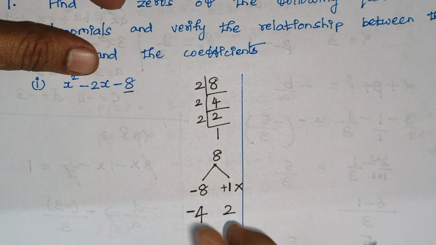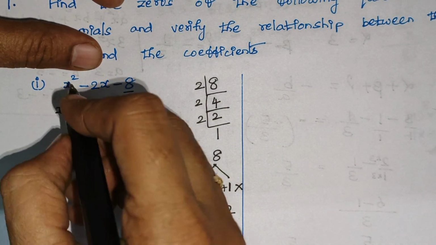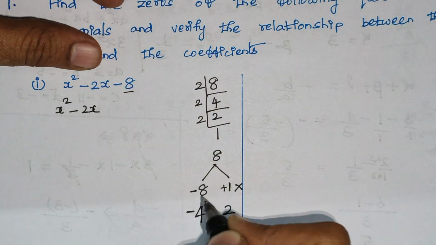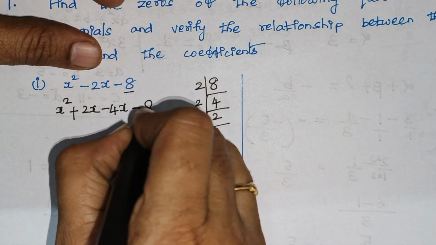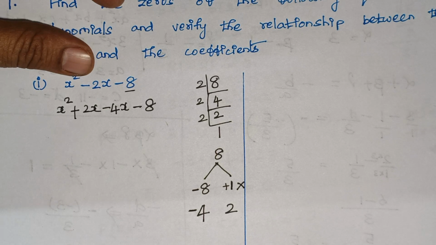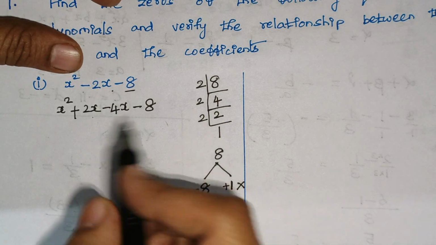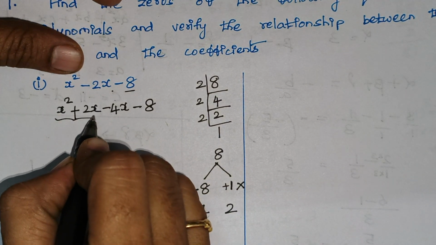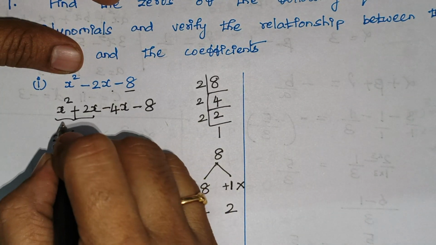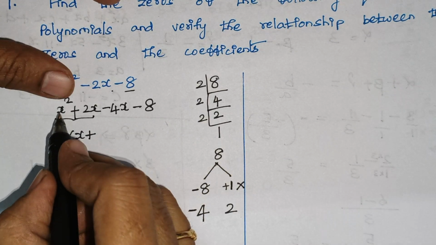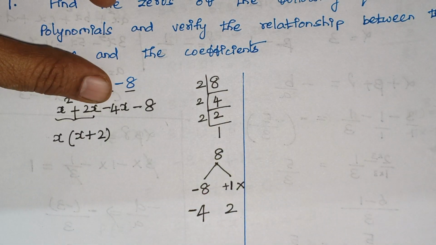So while writing, just substitute these two values, that is x square minus 2x plus 2x minus 4x and minus 8, right? That is, minus 2x, I have written it as 2x minus 4x, that's it. The next thing, consider these two terms. For these two terms, the value of x is common, right? When you take x outside, you will be having x. Here you will be having 1x, and here when this x goes outside, I will be having 2. So x plus 2, right?